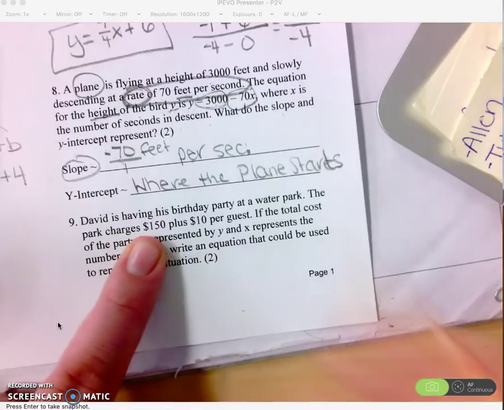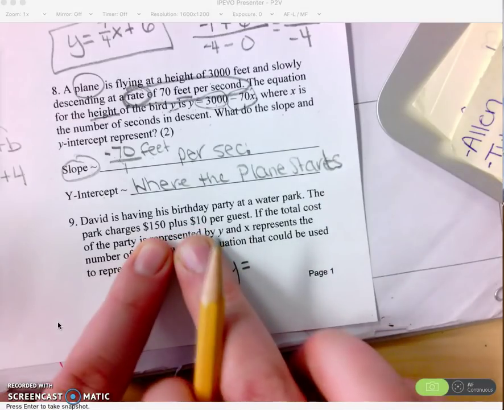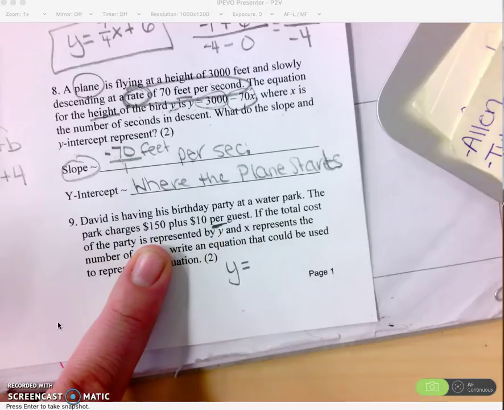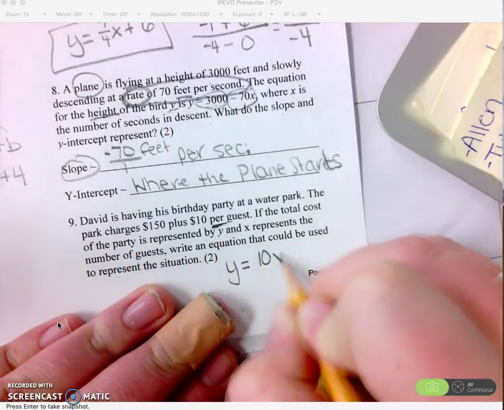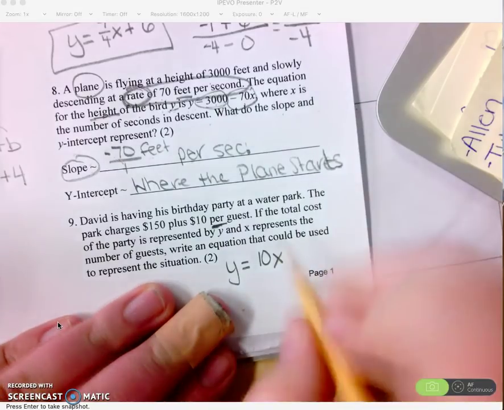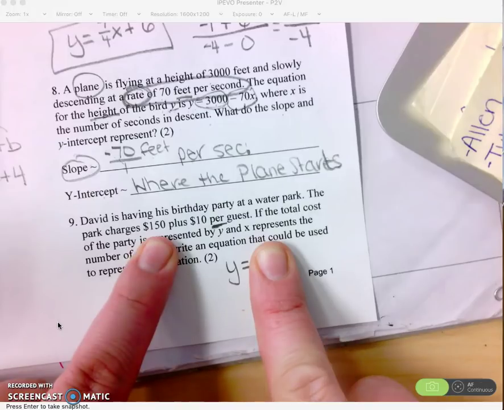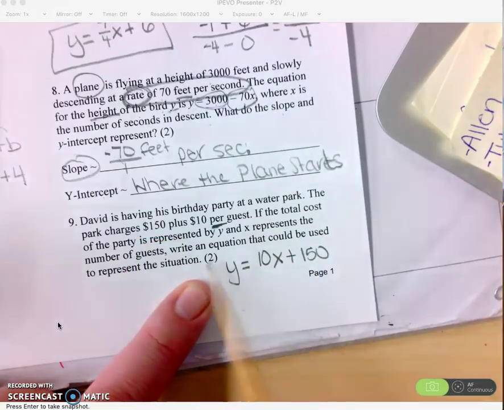So here we're going to do Y equals, remember my coffee example, per guest is going to be multiplied. So you're multiplying $10 per guest. And then no matter what, if I have 0 guests, how much do I still have to spend? $150. So plus 150. That's going to be worth 2 points.